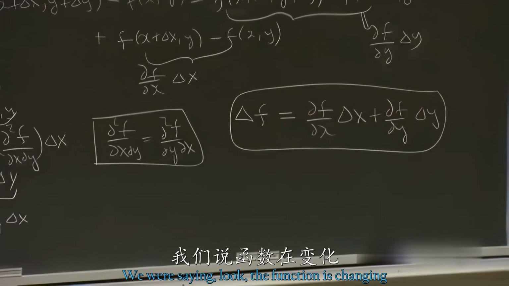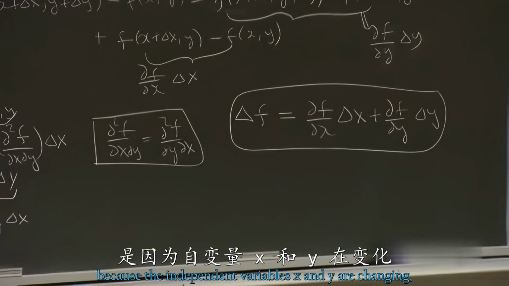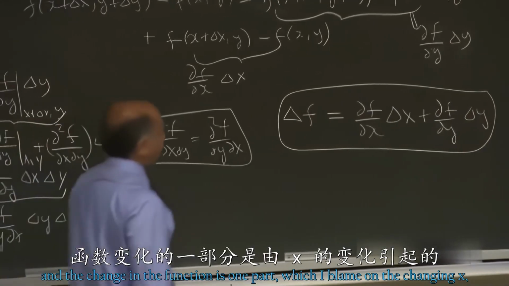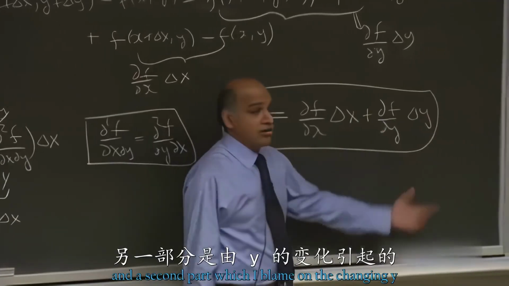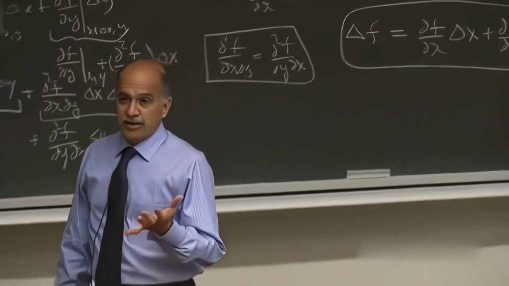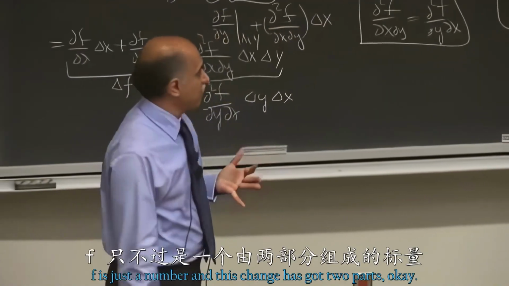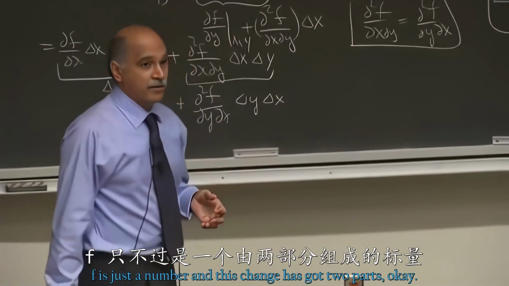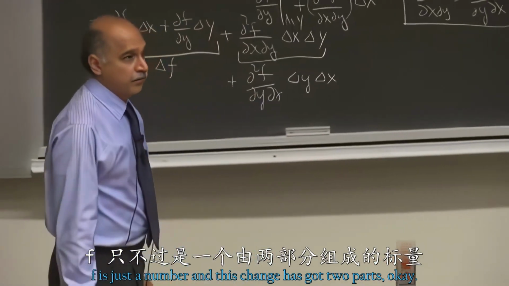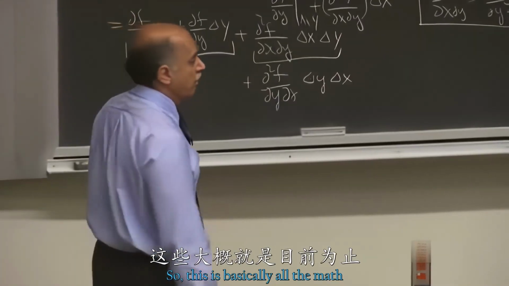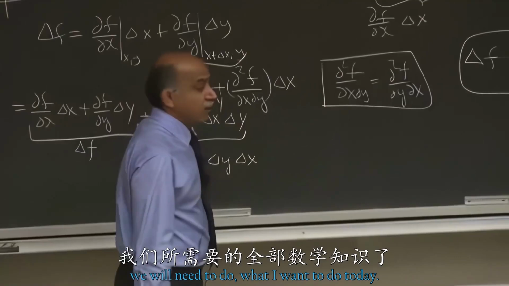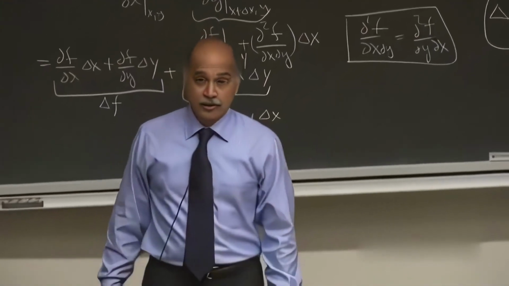You are saying, look, the function is changing because the independent variables x and y are changing, and the change of the function is one part which I blame on the changing x and a second part which I blame on the changing y, and I add them. So you're worried about the fact that we are moving in the plane and there are vectors. That's all correct. But f is not a vector. F is just a number, and its change has got 2 parts. Okay, so this is basically all the math we will need to do what I want to do today.